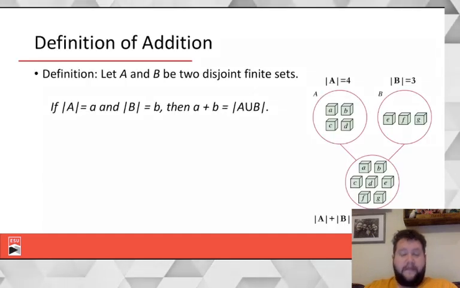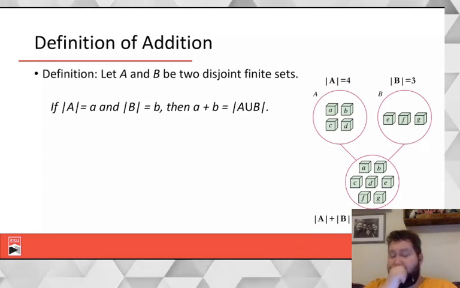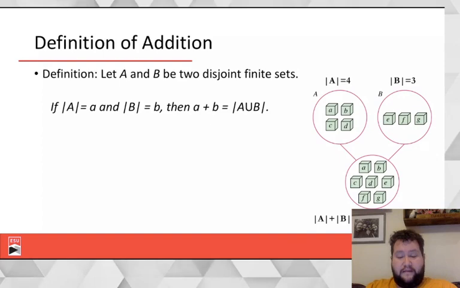So let A and B be two disjoint sets. And remember I said that means they don't have anything in common. So A has the elements a, b, c, and d. And B has elements e, f, and g in it. And so if the cardinality or size of A is a and the cardinality of B is b, then a plus b is the size of their union.